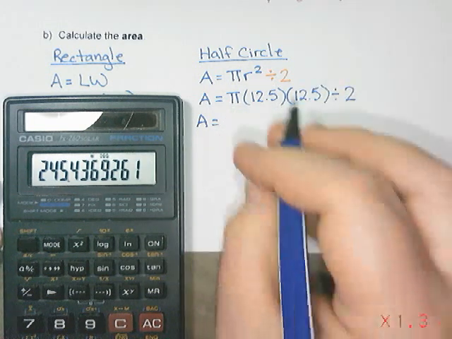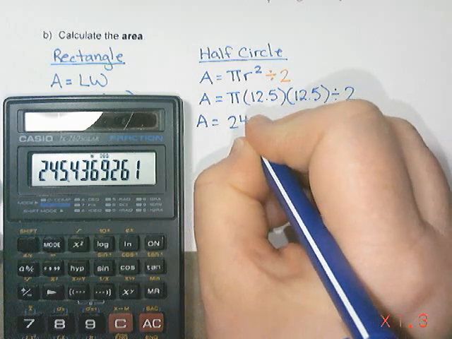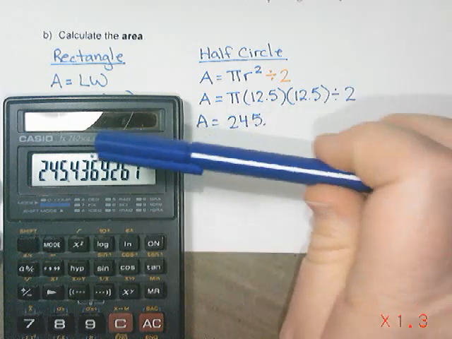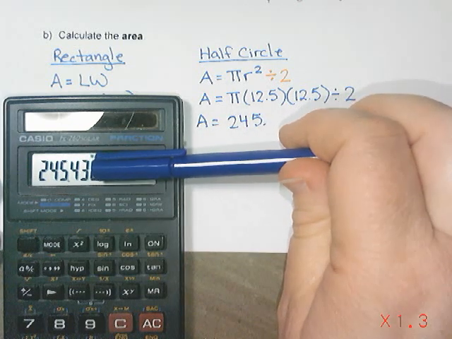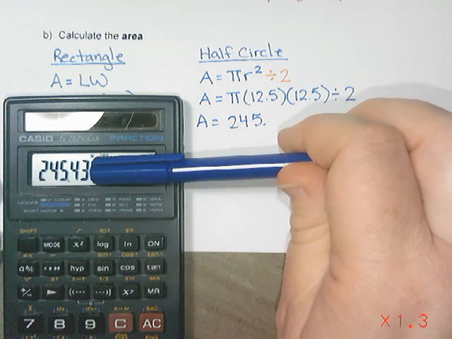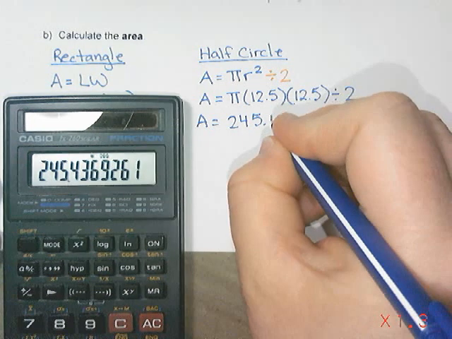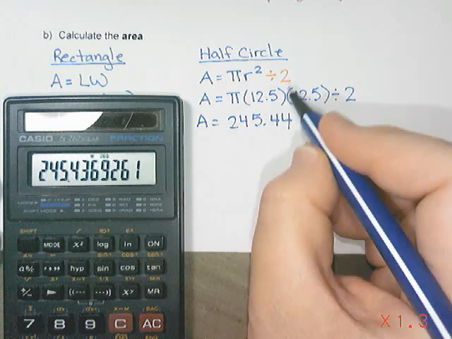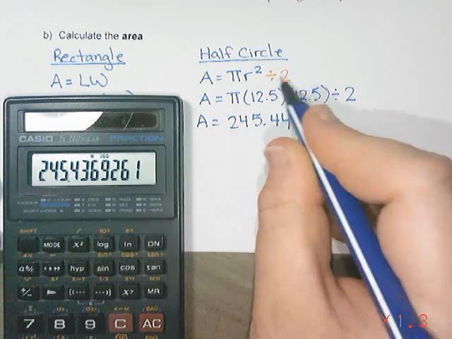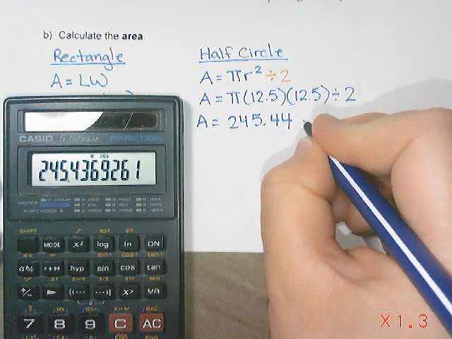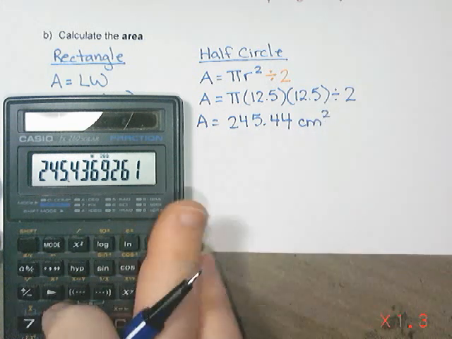And I got 245.43, the next number is a 6, so that's going to round that to 245.44. And I did multiply centimeters by centimeters when I was squaring the radius, so this is also centimeters squared.